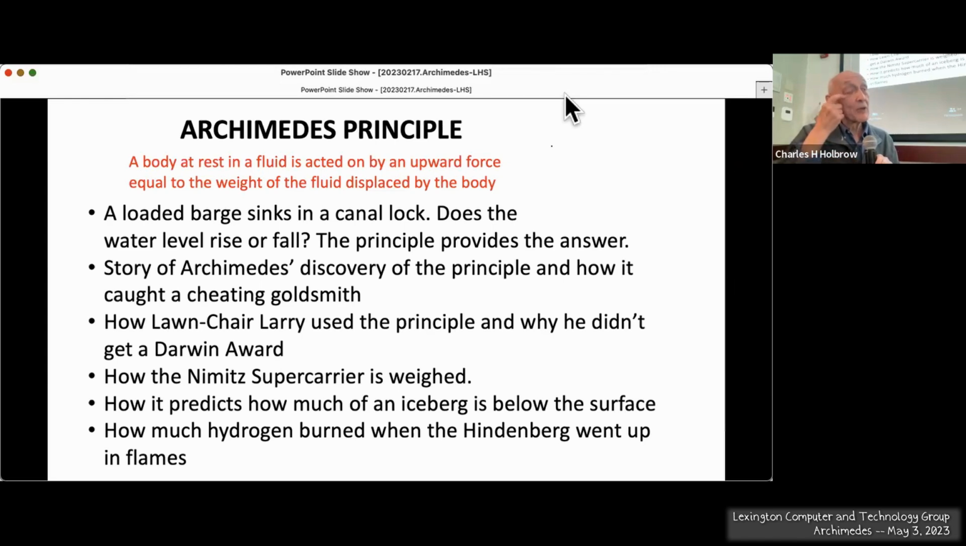And I've given you the principle right up at the top. We'll show you a little later that this principle makes sense in terms of physics. But it says that a body at rest in a fluid is acted on by an upward force equal to the weight of the fluid displaced by the body. There's a lot of stuff packed into that nice little statement.